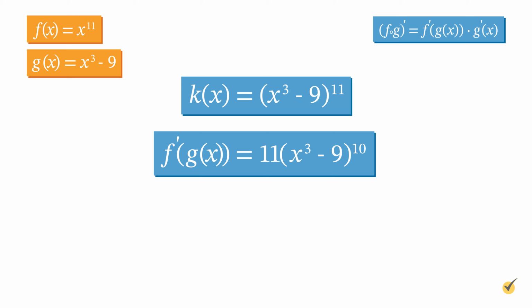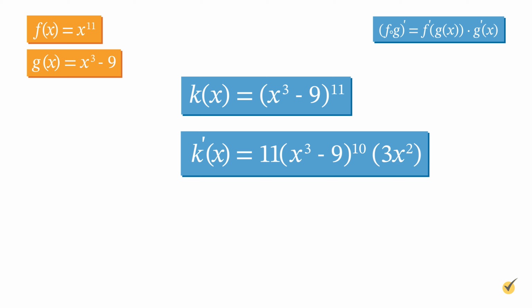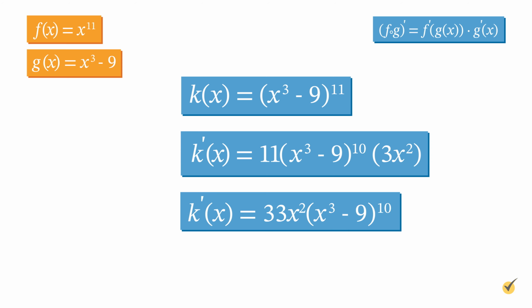Then we are going to multiply this by the derivative of the inner function, which will be 3 times x squared. If we simplify this, we'll get k prime of x is 33x squared times the quantity x cubed minus 9 to the 10th power. This problem, like the first one in this video, could have been solved by expanding the polynomial to a 12-term expression and then handling each term individually with the power rule, but I think it's safe to say that the chain rule is a much better method for finding this derivative.